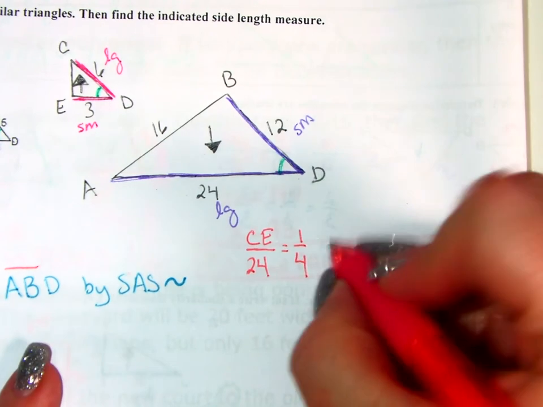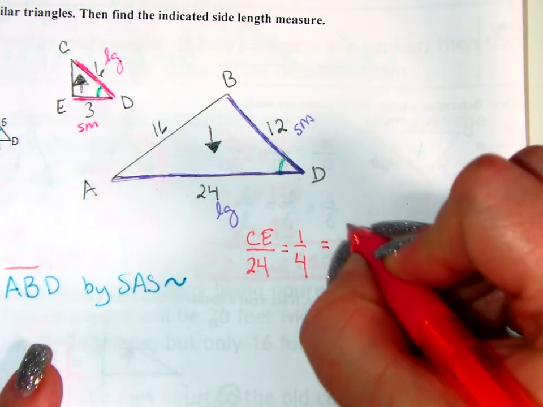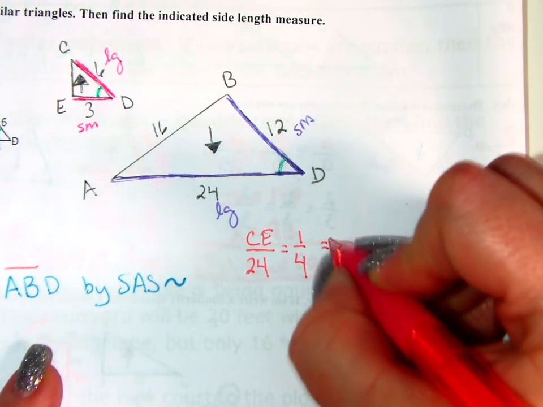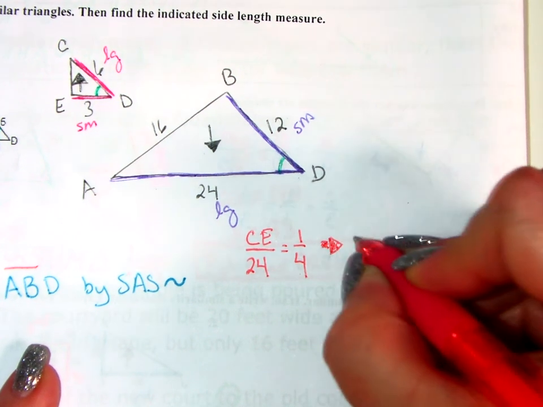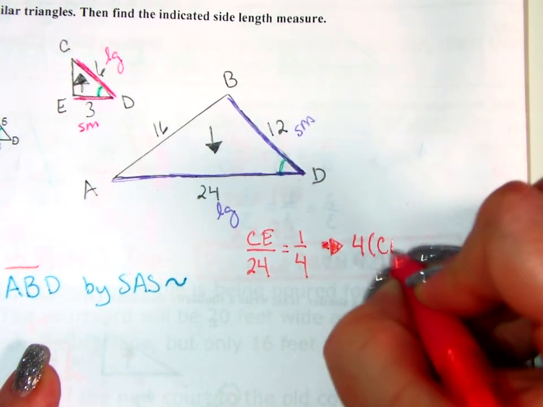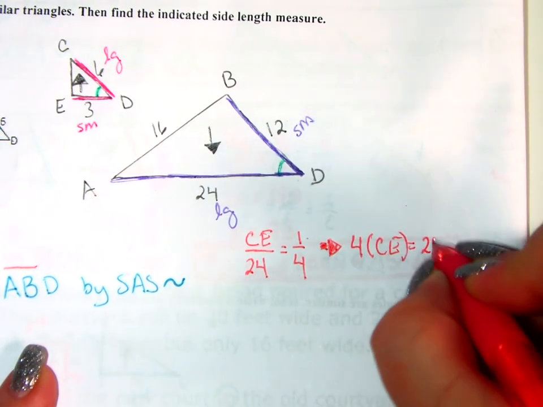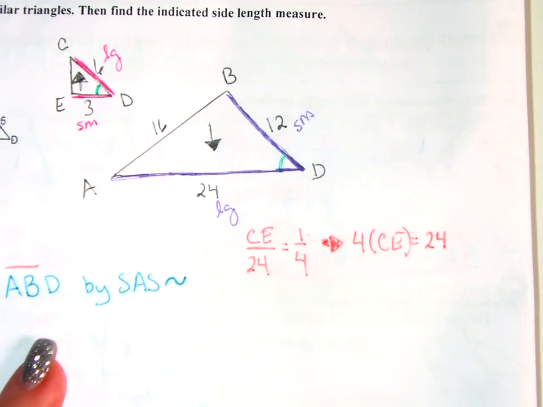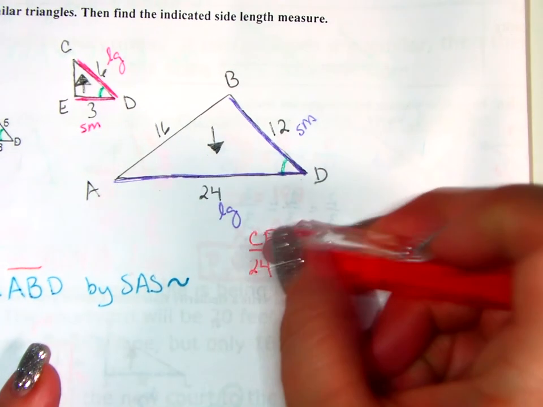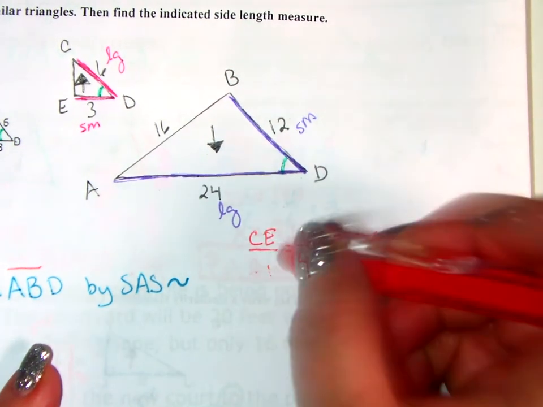I can solve that, right? We just cross multiply. When I cross multiply, I'm going to get 4 times CE is equal to 1 times 24. Oh, not 24. What is it? 16. It should be AB. I don't know why I looked at AD.